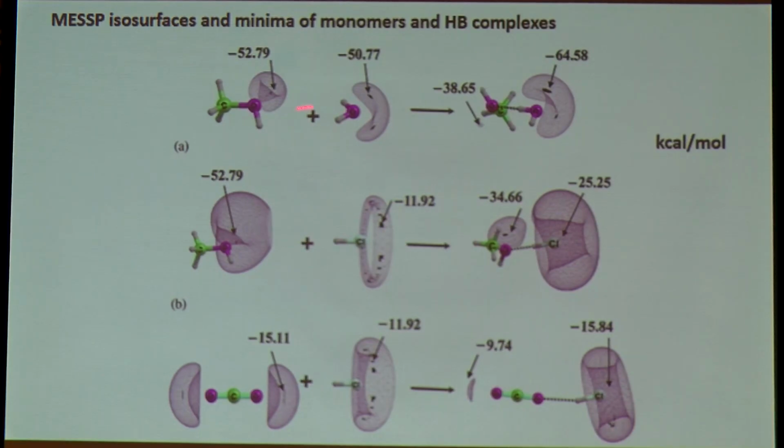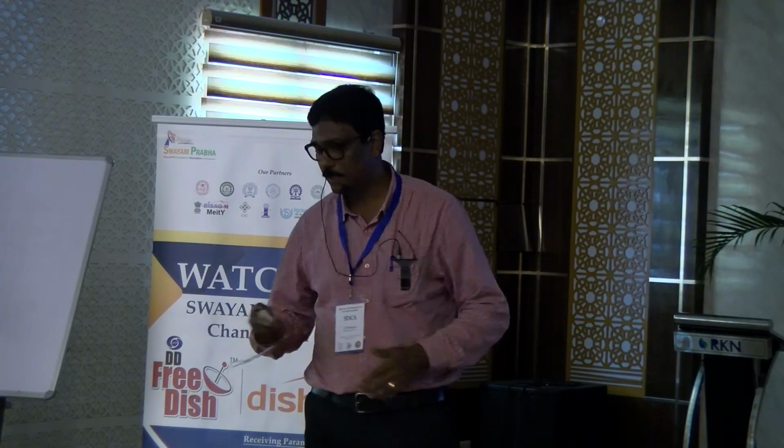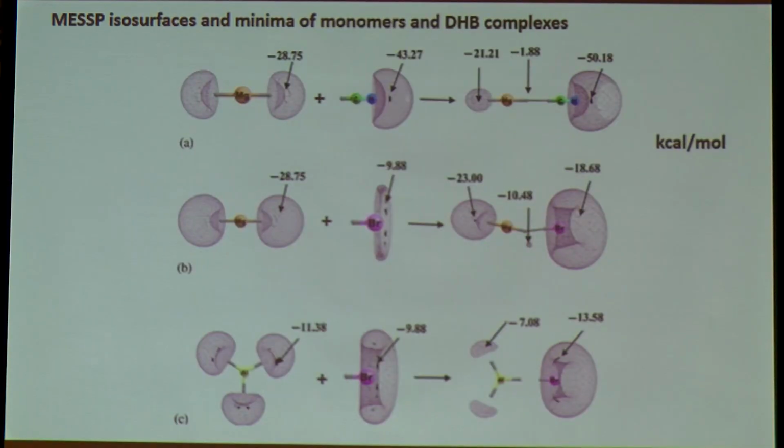For instance, in the case of methanol interacting with water, the methanol oxygen lone pair is the donor, minus 52 in the MESP in kilocalorie per mole, and water is minus 50 at the lone pair. So in the complex, it becomes less negative, minus 38, and the other becomes minus 64. Similarly, all kinds of dimers I have shown, this feature is very much there. That is, there is a change in the potential on the donor and a corresponding increase in the negative potential on the acceptor. So this change can be quantified, and this is for the dihydrogen bonded complex.